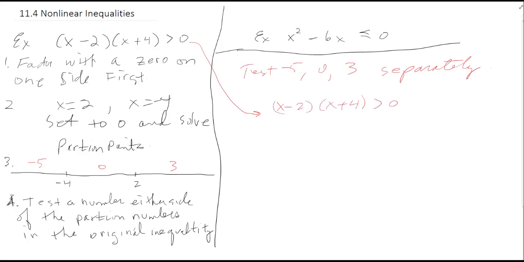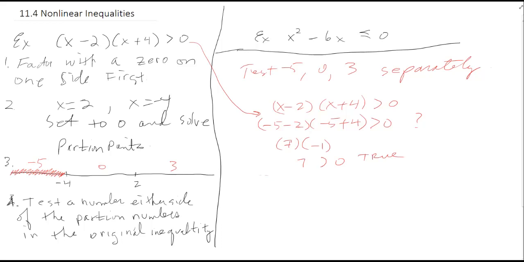So let's put in the -5. We'll see what we get. -5 minus 2, -5 plus 4. Question, is that true? Well, this is a -7. And this is a -1. That's +7. That's true. That is positive. It's greater than 0. True. So what that means is that this region over here is part of the solution set up to the -4, but not including the -4. So we're going to hold that thought for the moment, and let's test the 0 now.